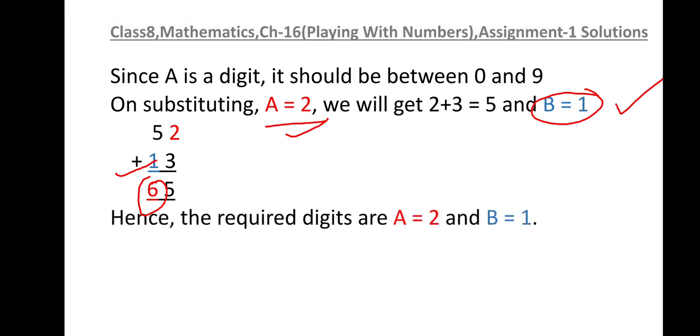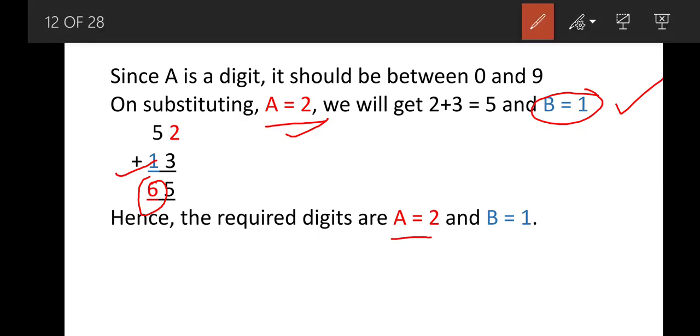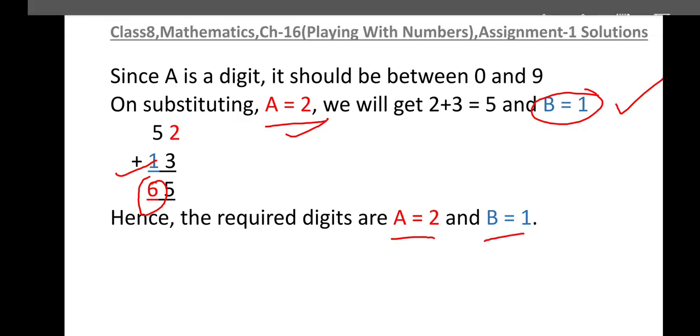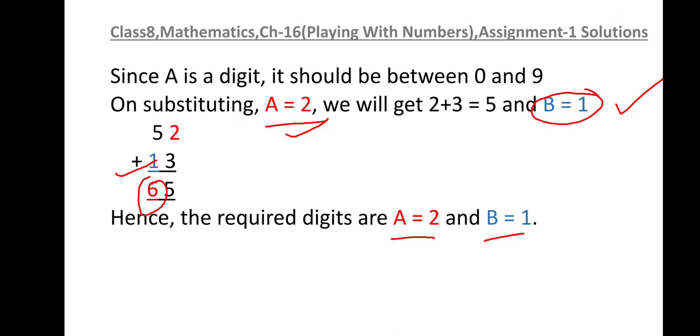So the required digits are a is equal to 2 and b is equal to 1. Simple as this. You are supposed to write the complete steps.